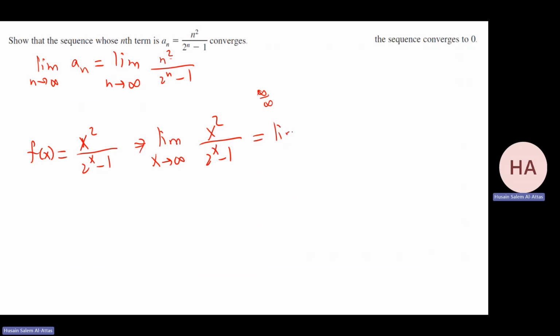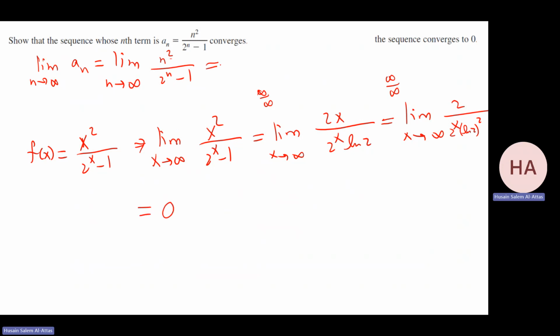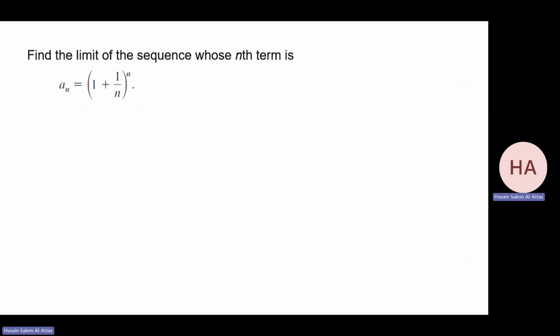I'll use L'Hôpital's rule. It will be 2x over 2 to the power x ln 2. Still, I have infinity over infinity. Do it again. That will be 2 over 2 to the power x times ln 2 squared. Now, below is infinity, I have 2 over infinity, which is 0. So this limit is 0. So it converges to 0. The sequence converges to 0.